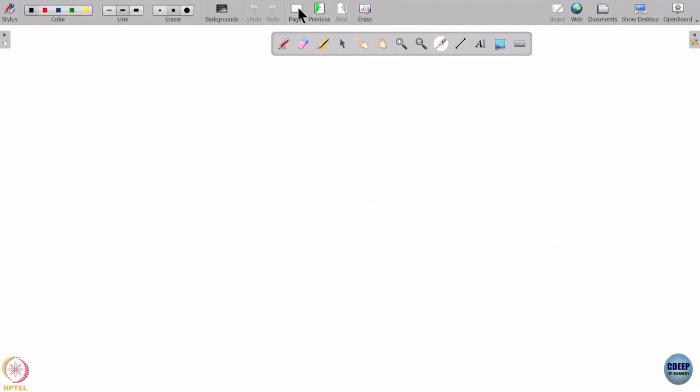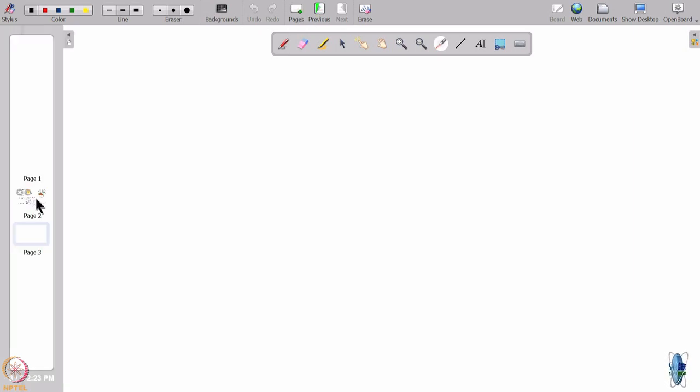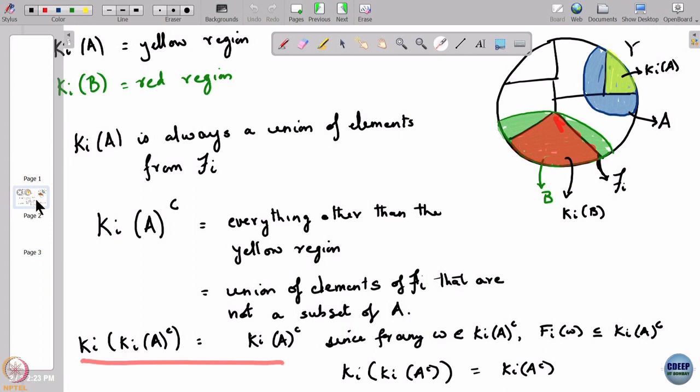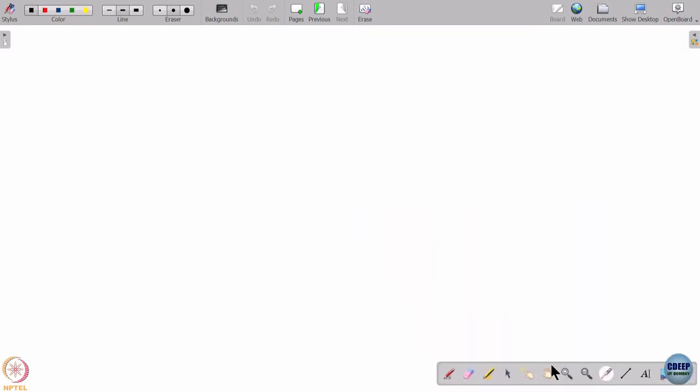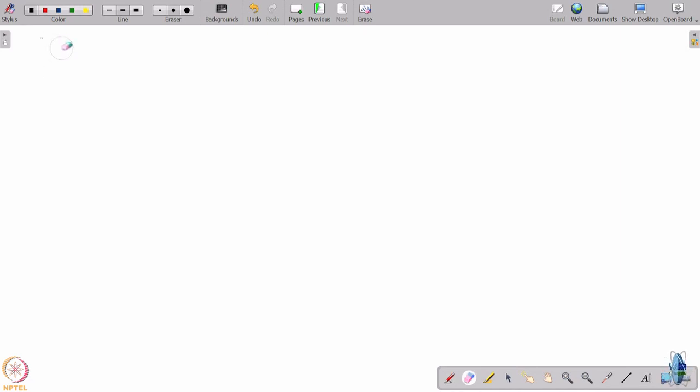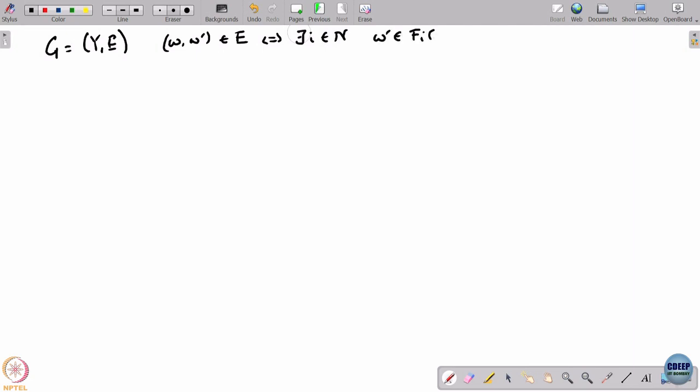Okay, all right. Now that we understand this structure, that gives us a chance to prove the theorem that I stated at the end of the last class. So, what I will do is I will just state it again here, theorem. I will just define the graph also once again. So, define the graph G. G is comprised of vertices from Omega and edges E. Omega comma omega dash belongs to E if and only if there exists a player i such that omega dash belongs to F_i of omega.